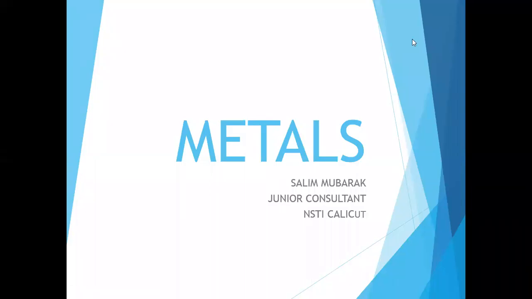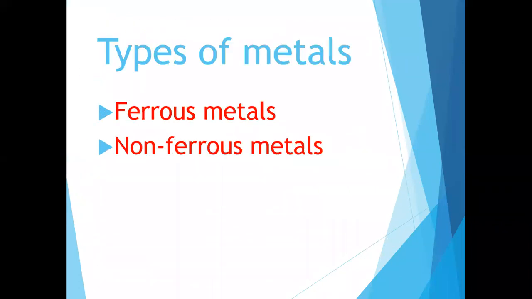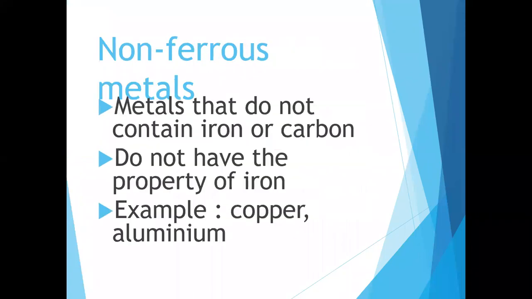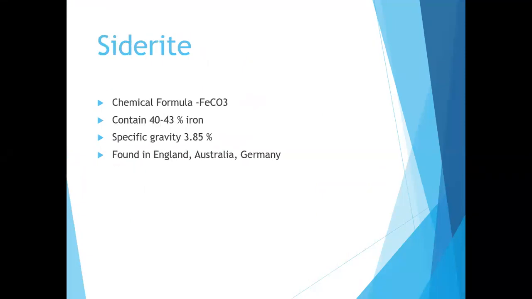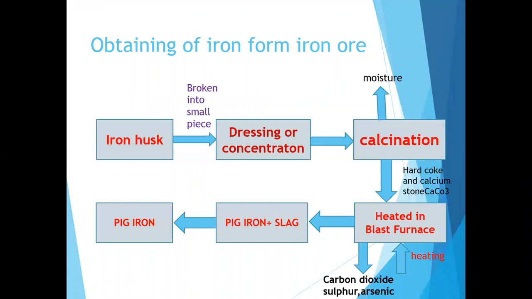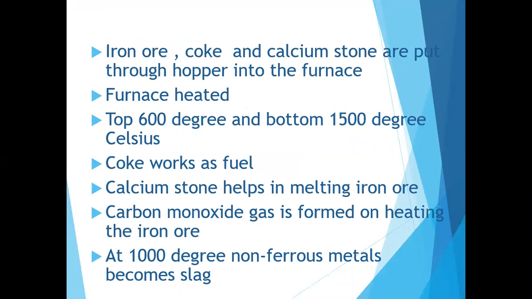Hi everyone. So this is our second class on the topic metals. Metals is a chapter under workshop calculation and science in CATS. In the last video we discussed the first part: the physical properties, mechanical properties, and types, ferrous and non-ferrous, and also of iron, the chemical formulas of different ores, and how iron is obtained from ore, like calcination and working of the blast furnace.